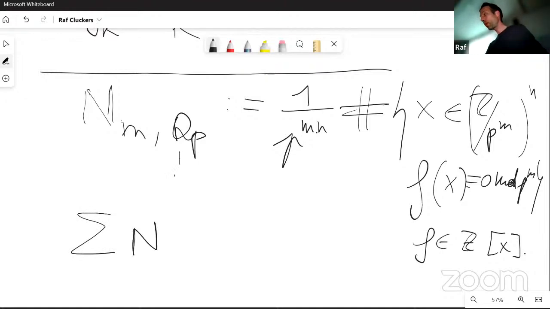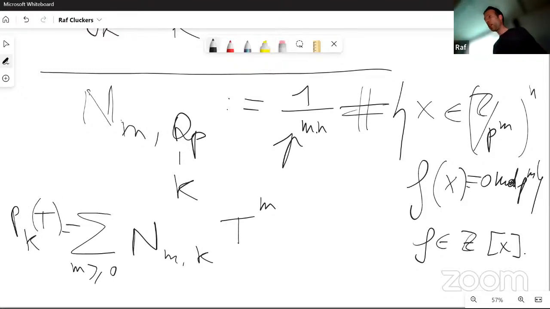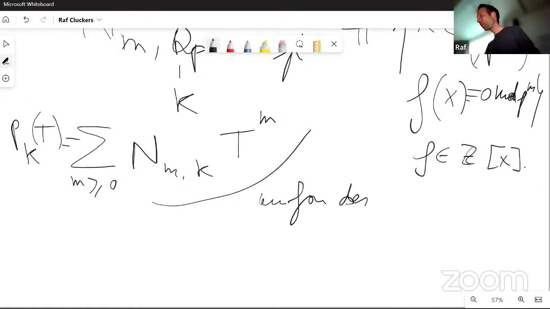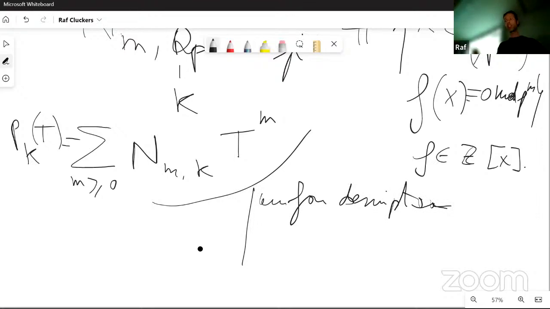You can do it also for K instead of Q_p, and then you can form these Poincaré series and call it P_K, the Poincaré series in the variable T. For example, Igusa showed it is a rational function in T, but by our uniform understanding of p-adic integrals, we now know a uniform description of this rational form of this Poincaré series. For example, a uniform description of the denominator and the numerator, a uniform description of a finite list of candidate poles for this function that work for all these p-adic fields.